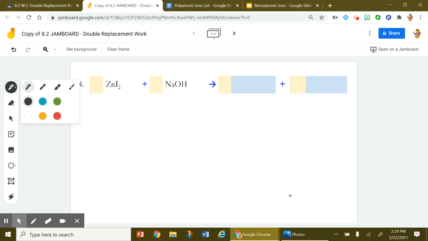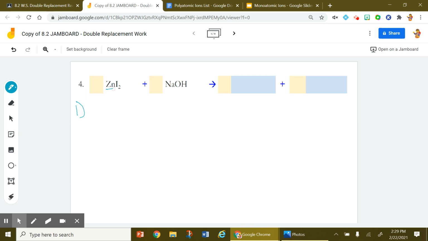Okay, so this is going to be the first 3 homework problems. Let's get to it. Now, the first step to doing a double replacement reaction is you need to identify all the charges of all of the ions present. So let's start with that first.